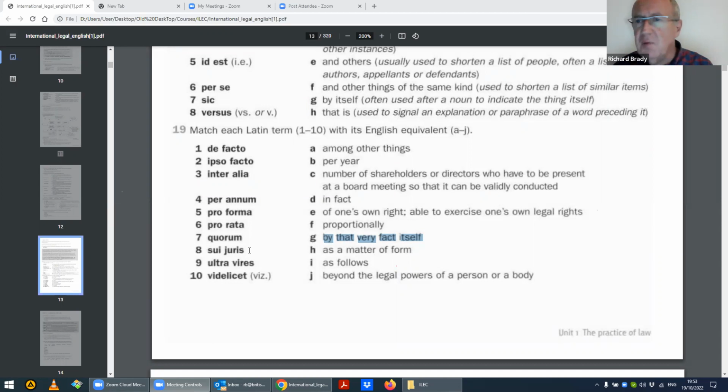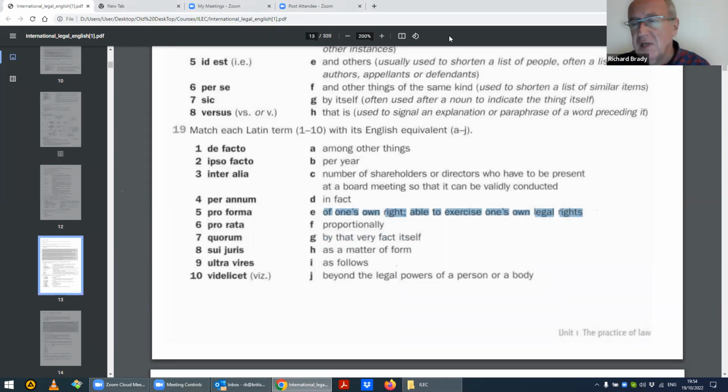Adults, adult human beings who are not mental patients and not bankrupts and not subject to serving in prisons or citizens of a state with which your country is at war. All of those, by the way, you cannot make a contract with. Every other human being is sui juris. So what does sui juris mean? Okay. Sui juris means E, of your own right, able to exercise your own legal rights.